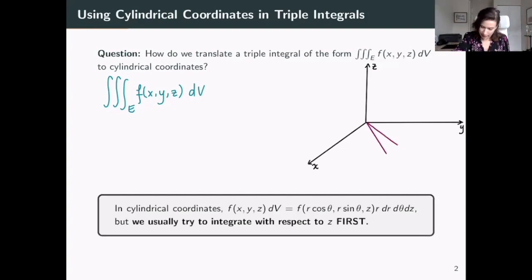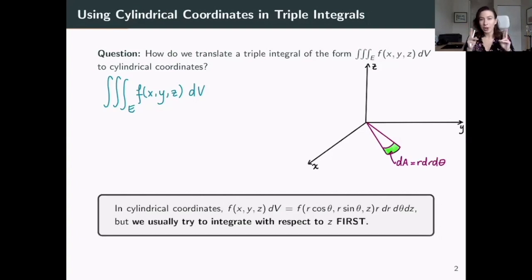If we look at what was happening in the xy plane when we were setting up our double integrals, this little region that I'm highlighting in green was what we called dA. And our dA was equal to r dr d theta. If you need a reminder of where this came from, I encourage you to look back at the videos when we were working on polar coordinates.